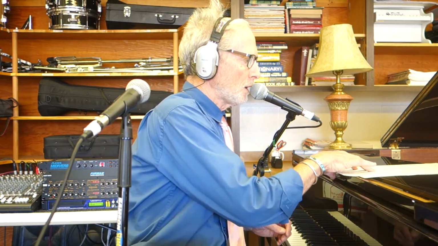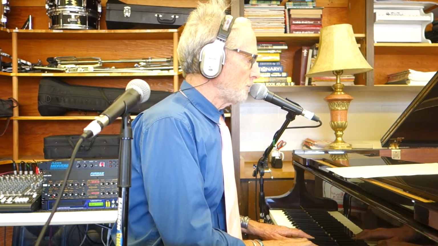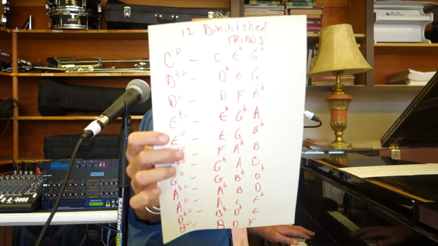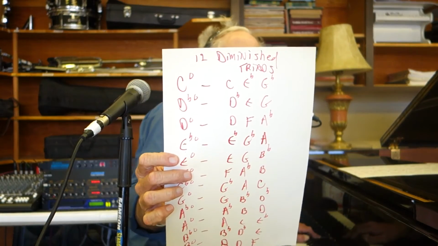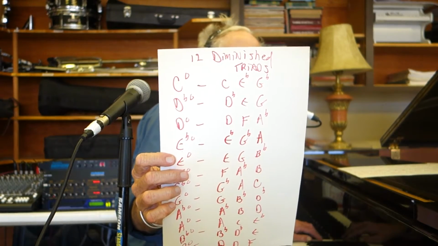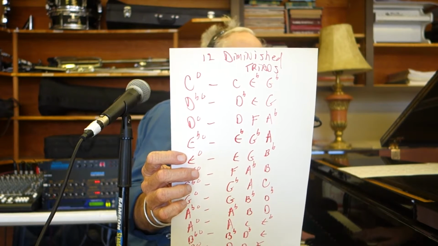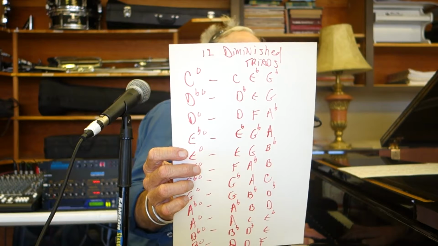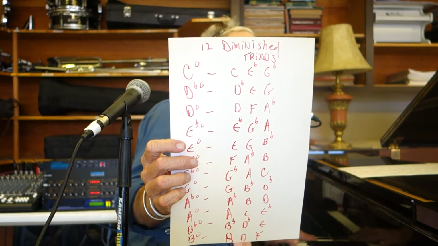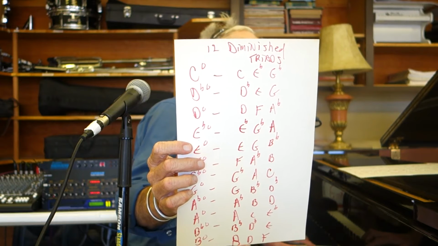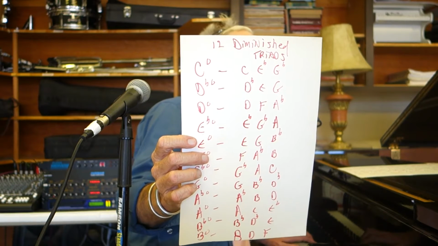All right, here we go. Now, diminished triads, please. Let's get this going too so you can look at it. All right. It's C, E flat, G flat. Next one, D flat, E, G. Next, D, F, A flat. Next, E flat, G flat, A. Next, E, G, B flat. Next, F, A flat, B.